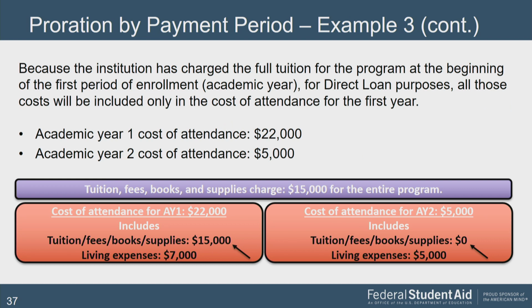The institution charged for full tuition at the beginning of the first payment period. Because of that, all of those costs for tuition are going to be included for direct loan purposes. Those all fall into the first year. So we look at the cost of attendance then. And remember, you have differences in the way you do cost of attendance for Pell and for direct loan, right?